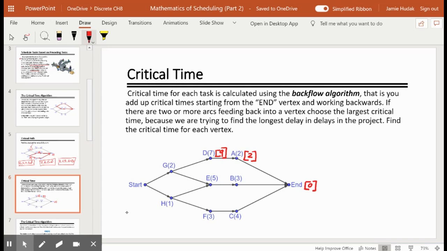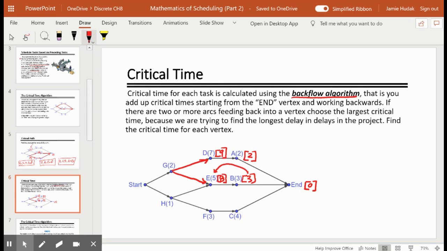However, I can't go back to G because I see G has two different arcs feeding into it. That means before I can determine what G's critical time is, I need to determine what vertex E's critical time is. So let's start back at end. And the 0, add it to the 3 for the B. B has a critical time of 3. Let's continue working backwards. That's why it's called the backflow algorithm. So from 3, if we add the critical time of 3 to 5, we get a critical time of 8.